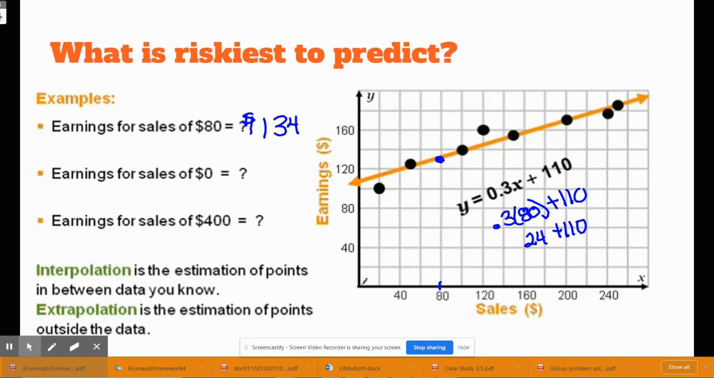Well, if it's $0, that also does not show up here, right? We're counting by 40, so 0 would be here, but it's outside of my data set. This is technically extrapolation, and if you plug 0 into this equation, it's just the y-intercept, which would be $110. Now, 400 is way outside the data set. It's not even on my picture here. So when I plug this one, that is definitely going to be extrapolation. And it's 0.3 times 400 plus 110, which is $230. A decent estimate, but it's way outside my data set.